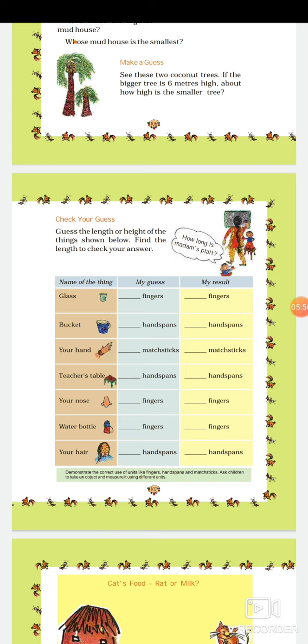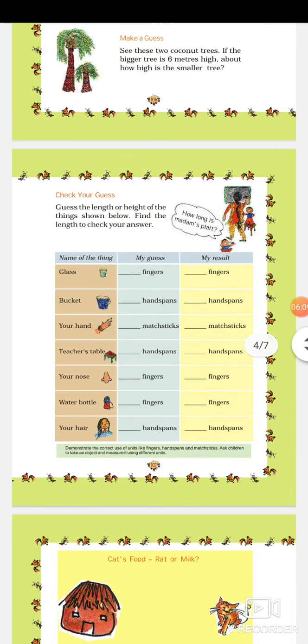Then bucket also you have to find. Bucket can be measured with handspans. So your guess, how you are guessing, and then what is the actual result. Then how many matchsticks, in matchsticks you can measure it. Then what is your actual result, that you can write.